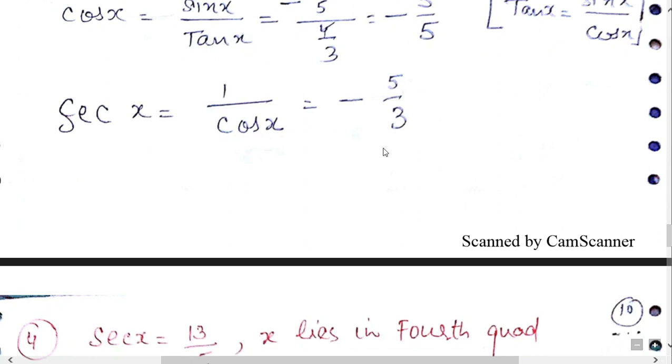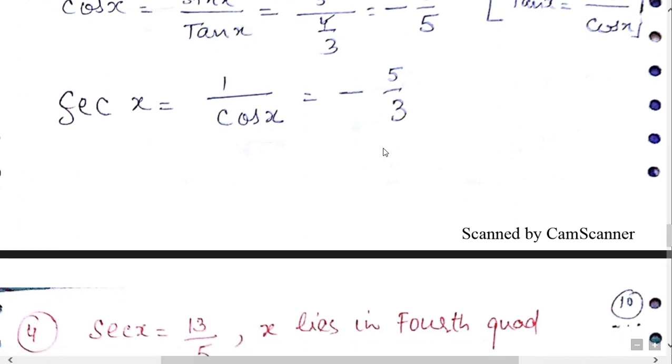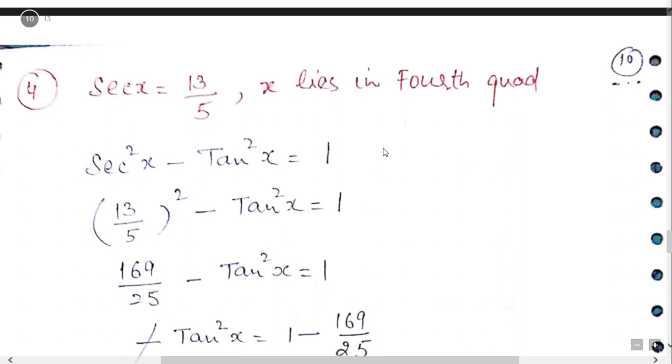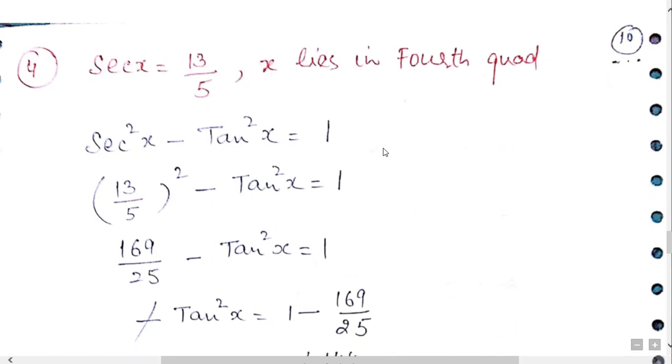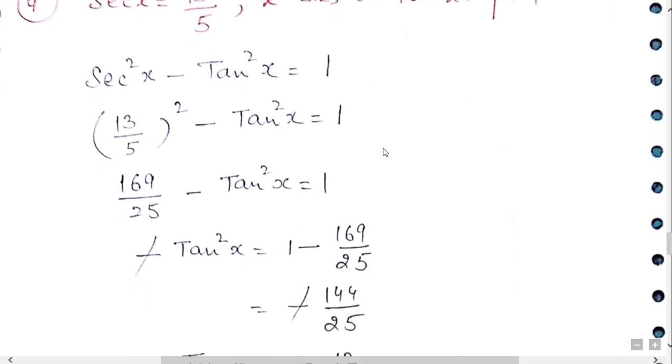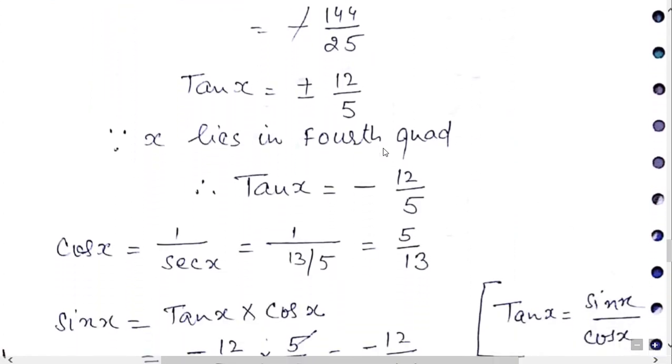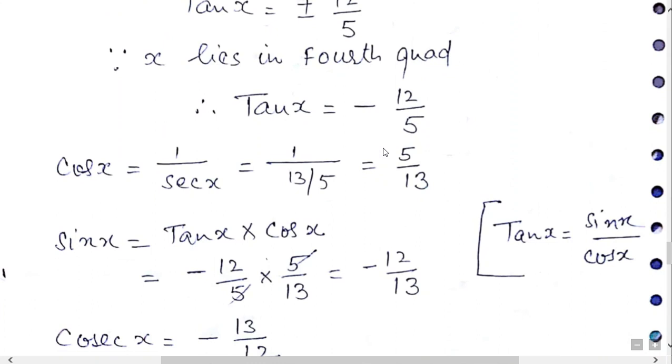These are the basic formulae we have already completed in class 10th. The difference is that we are calculating the angles in the second, third and fourth quadrant. A same-type question is there. You have to use secant squared x minus tan squared x. In the first step, calculate the value of tangent. As the angle lies in the fourth quadrant, it means this value is negative.